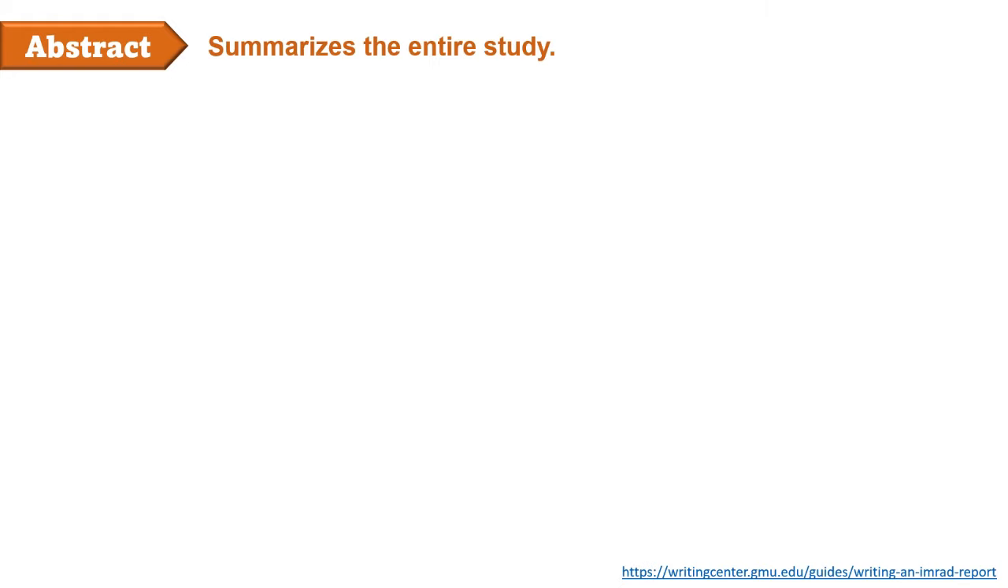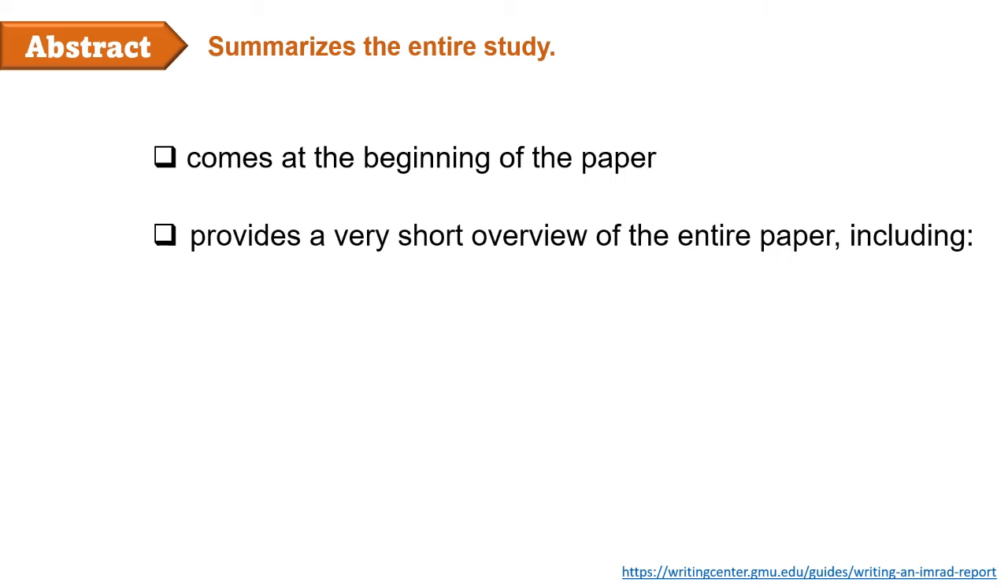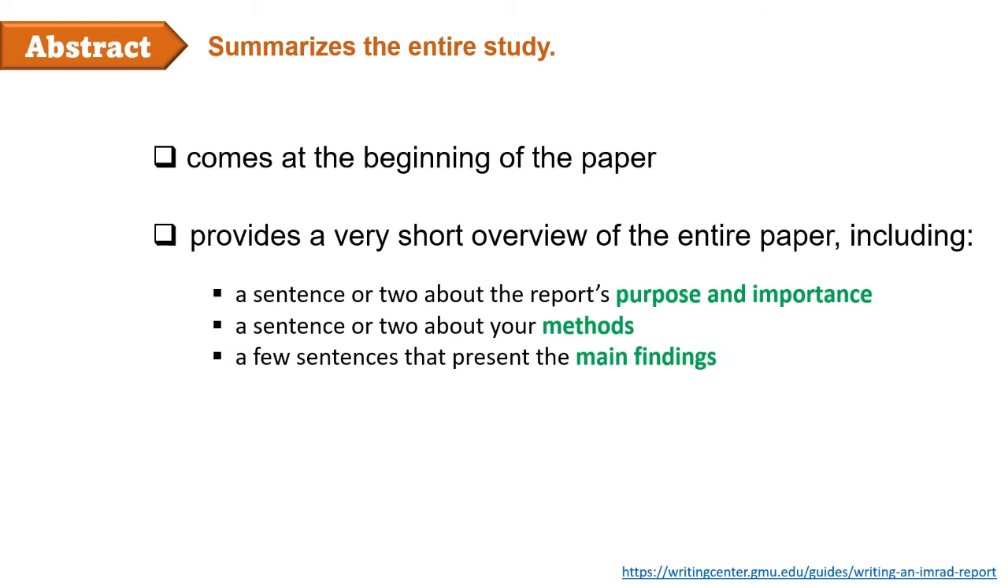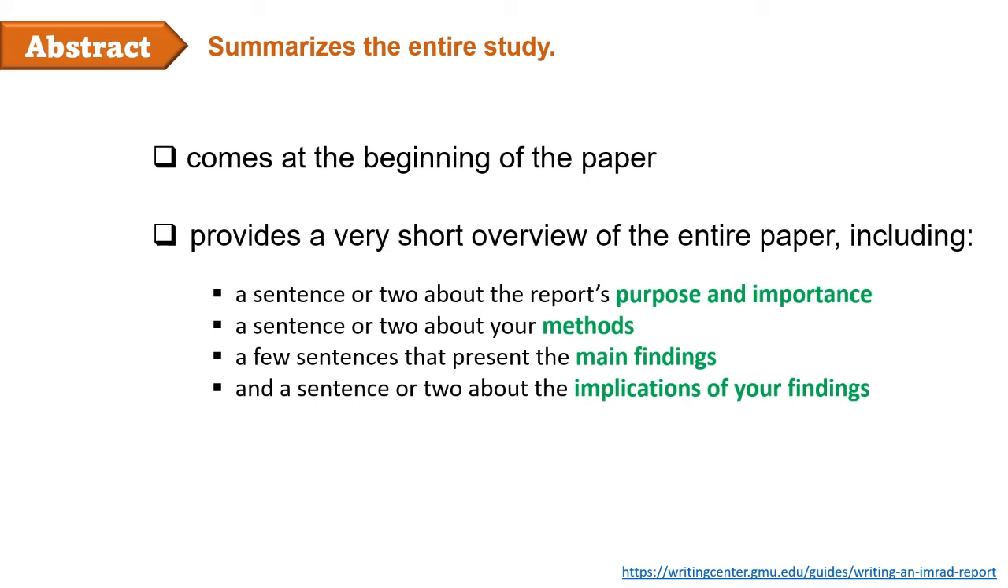Next is abstract. It summarizes the entire study. The abstract of the report comes at the beginning of the paper, but you should write it after you have drafted the full report. The abstract provides a very short overview of the entire paper, including a sentence or two about the report's purpose and importance, a sentence or two about your methods, a few sentences that present the main findings, and a sentence or two about the implications of your findings.